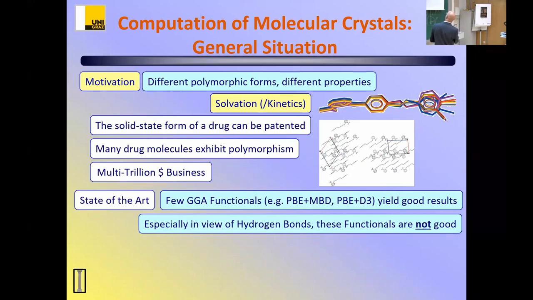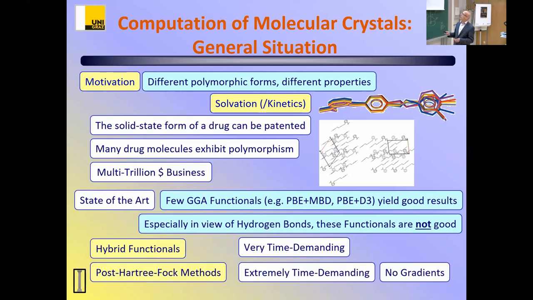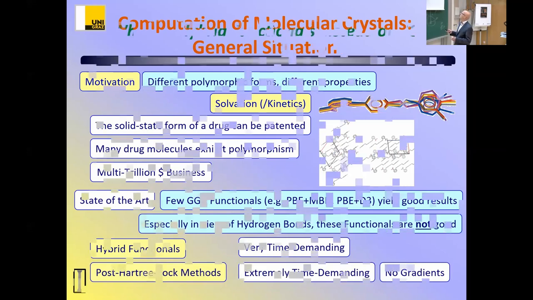And the state of the art is that those functionals usually yield good results, like PBE with something. But I showed you before, as soon as we go to hydrogen bonds, those functionals are not that good. So as soon as we walk away from, let's say, the normal molecular crystal and go towards a hydrate of this crystal, we get into trouble. Those functionals like PBE, MBD will start accumulating a very large error in the short range, which somehow has to be compensated. Hybrid functionals are very time demanding, and post-Hartree-Fock methods extremely time demanding.